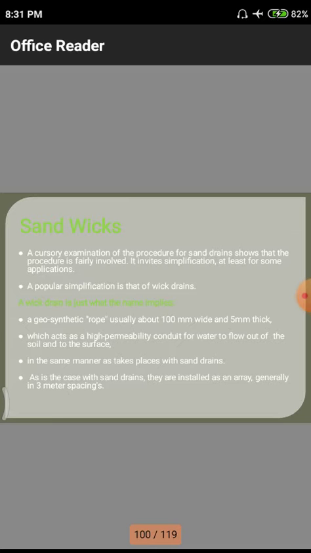Wick drains. A drain means something used to remove water from a surface. Draining means removing. Normally in our surroundings we have these drainages. What is the purpose of drainage? It has to flow from input to output, and vice versa.